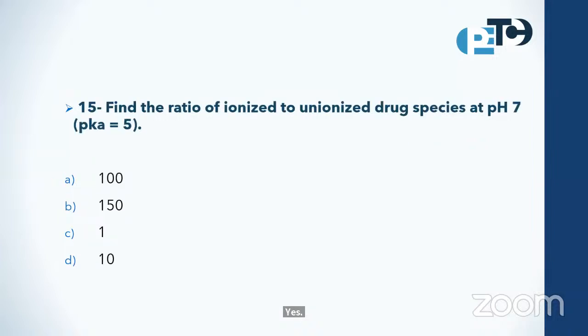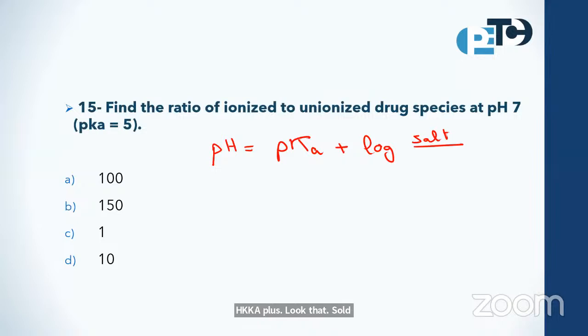Find the ratio of ionized and unionized drug species at pH 7 and pKa 5. How can we do that? By using the formula pH equals pKa plus log the salt over the acid, or ionized over unionized concentration.